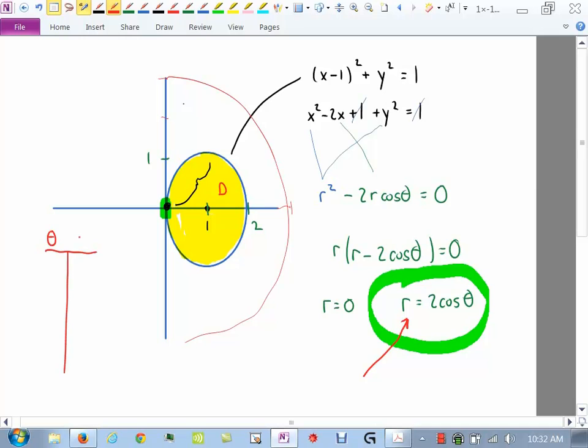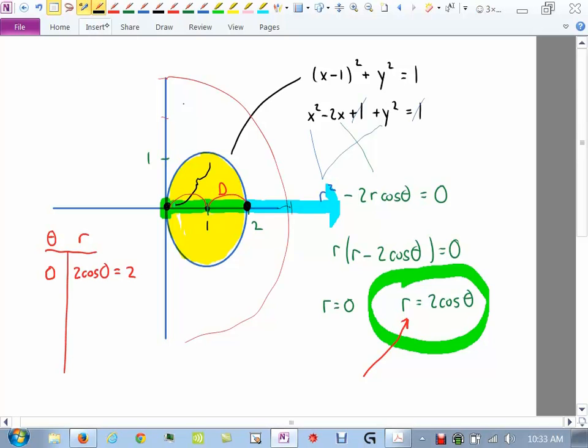So if theta is here and r is here, if I pick theta as 0, that means I'm pointing out on the polar axis straight out to 0 degrees. Plugging that in, I get 2 cosine 0. Cosine 0 is 1, so we get 2. That means if I'm pointing in that direction, I walk out 2. So I go 1, 2, and that puts me right here.